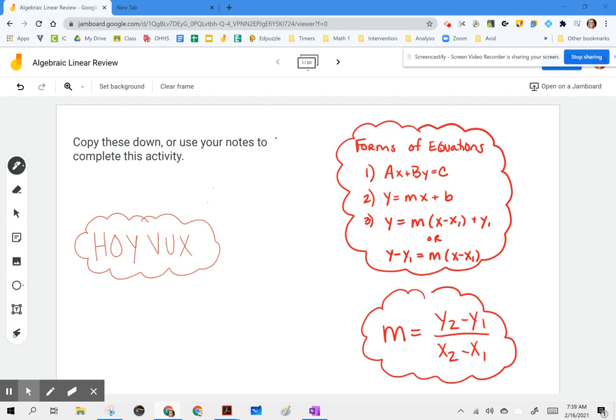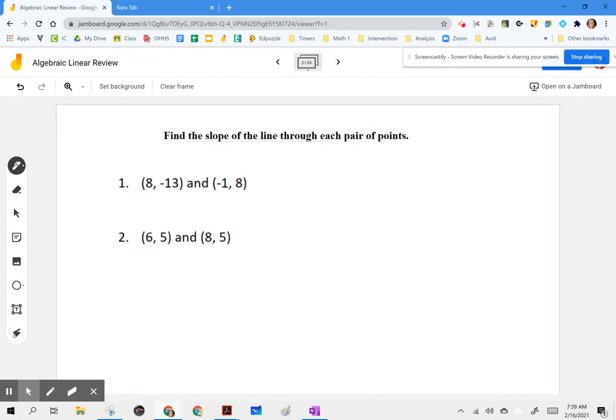All right, so I would like you to copy these items down or feel free to use your notes as you complete this activity. Number 1 and 2, I want you to be able to find the slope of the line through each of these pairs of points. So go ahead, begin working on that, and then I will take you through the explanation.